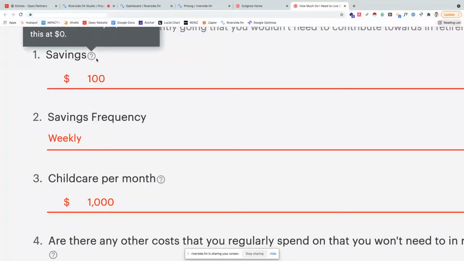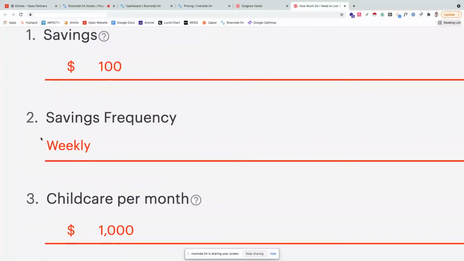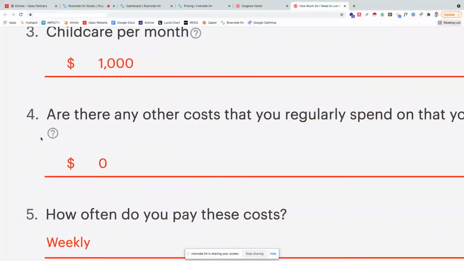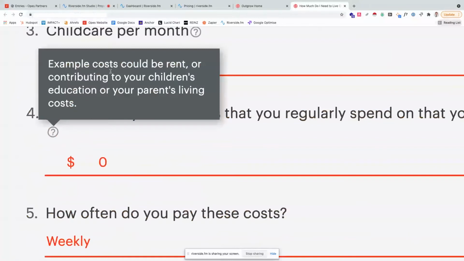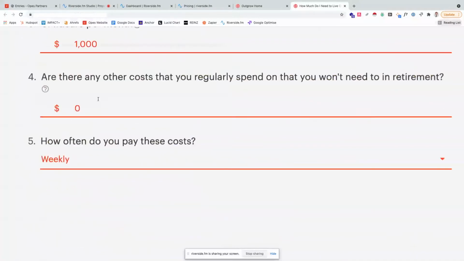Now, I've just got a couple more questions for you, Andrew. Are you saving any money per week that you won't need to kind of save in retirement? So you don't need to factor that in. Yeah, let's say $100 a week savings. And any childcare? Let's say $1,000 a month. Sweet. And one last question. Any other costs that you're spending on now that you wouldn't need to in retirement?